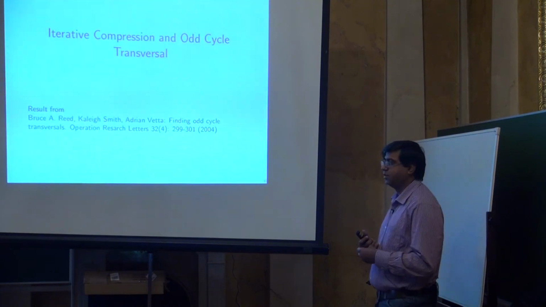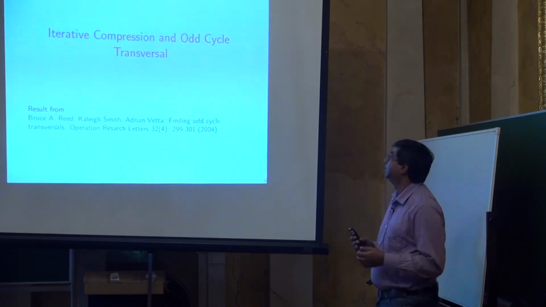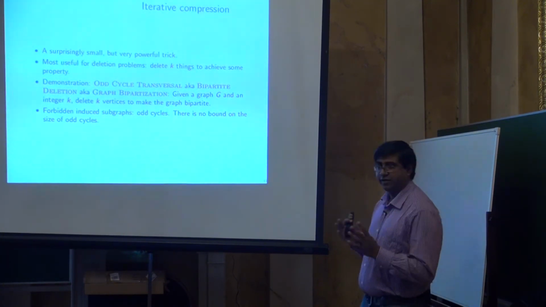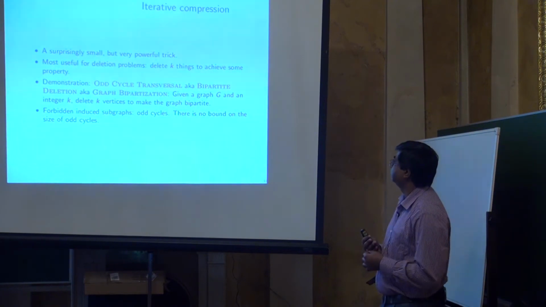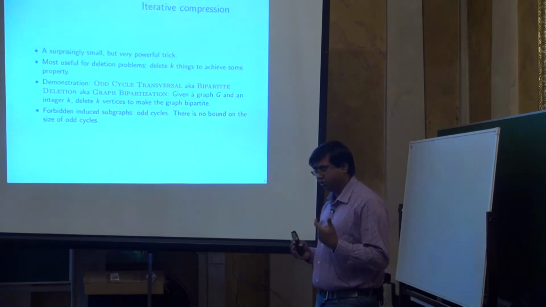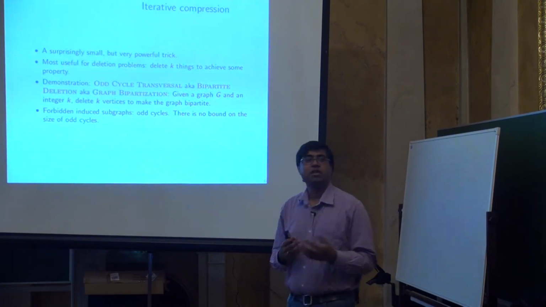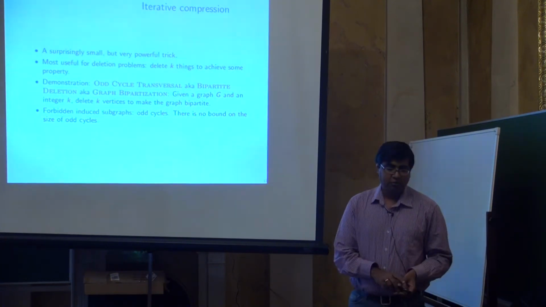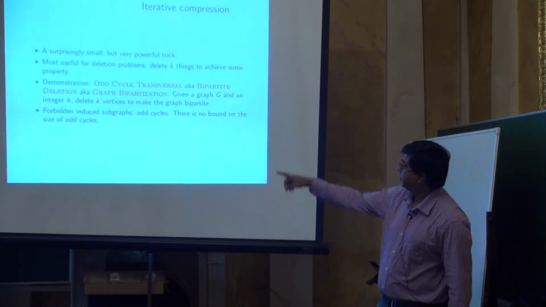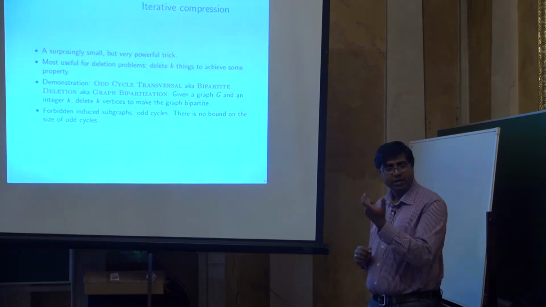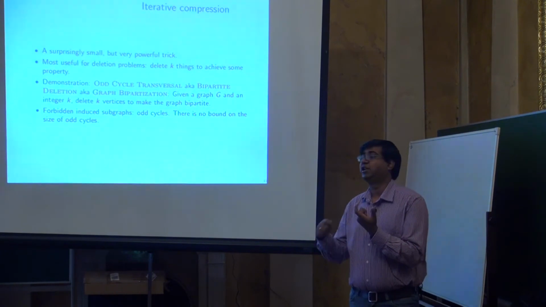Anyway, so let me teach you what is called iterative compression and odd cycle transversal. It is a surprisingly small but very powerful trick. Generally this idea has been useful in minimization problems, like finding at most k vertices which do something. Just now you noticed we were trying to make an algorithm for vertex cover. We said, hey, let's pick an edge. This is an object which I need to hit.